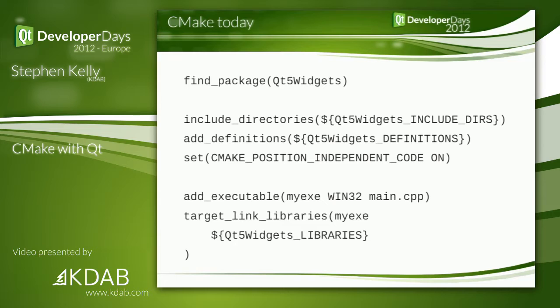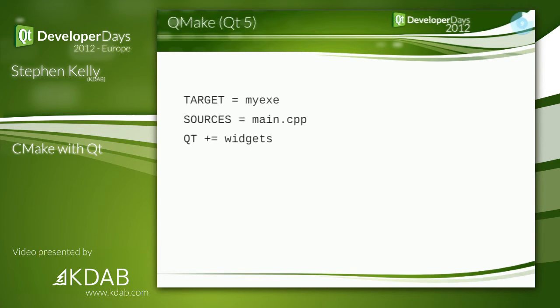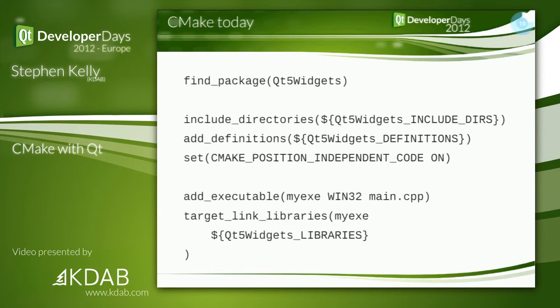In QMake, it's a lot simpler. You've only got a couple of lines. If you're doing a Qt4 project, it's only 2 lines that you would have here, the target and the sources. Qt plus equals widgets is a new requirement in QMake. By default, QMake links you against Qt core and Qt GUI. So if you want to link against Qt widgets, you have to state that explicitly. So can we do better with CMake too?